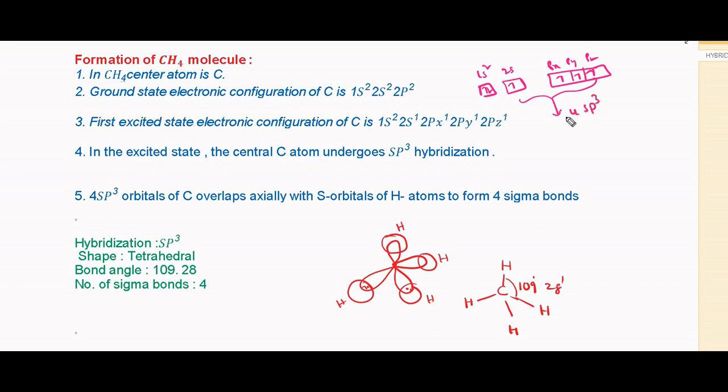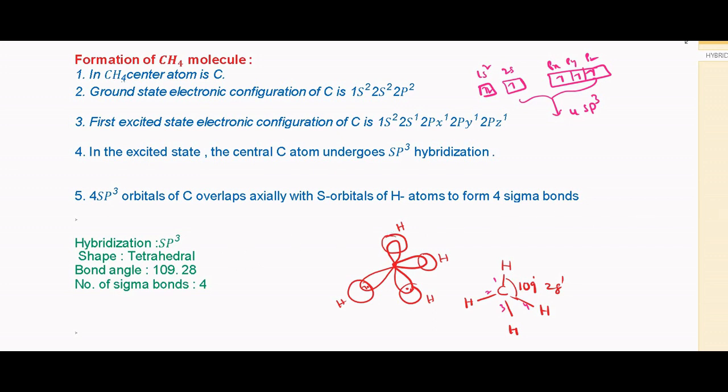These 4 sp3 hybrid orbitals of carbon axially overlap with the s orbitals of hydrogen. This is the s orbital of hydrogen, and this is the s orbital of hydrogen, and this one and here is the s orbital of hydrogen, to form 4 sigma bonds. Here are 1, 2, 3, 4. Okay, is it clear? This is sp3 hybridization. In the methane molecule, hybridization is sp3, shape is tetrahedral, bond angle is 109 degrees 28 minutes, and the number of sigma bonds is 4. This is all about hybridization: sp, sp2, sp3.